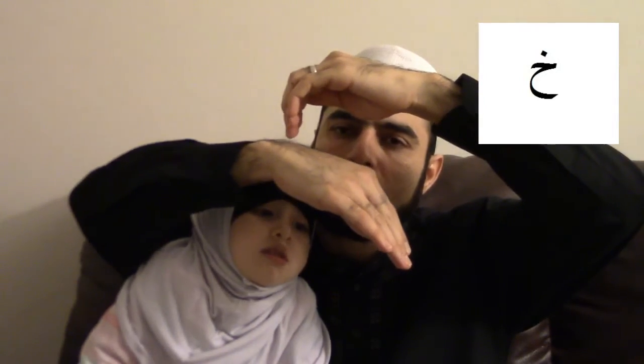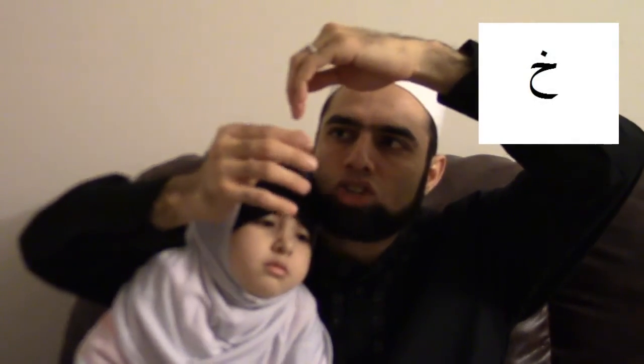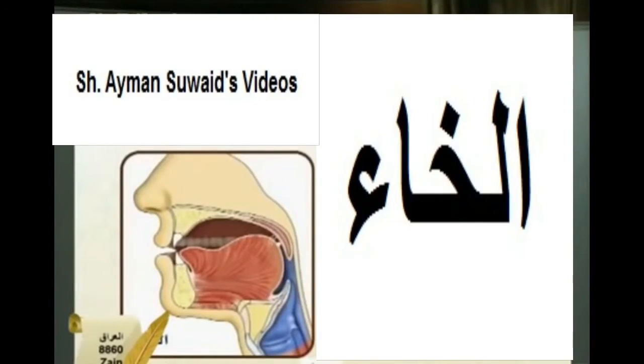which is the kha. The kha is almost from the same place of the ghain, but it is a little bit closer to the lips, and we don't touch the uvula as much as we do in the ghain. So again, the root of the tongue will touch the uvula or the soft palate like this. And we find that there's a breath that comes with the kha, unlike the ghain. Say kha. You notice that the kha also is heavy.